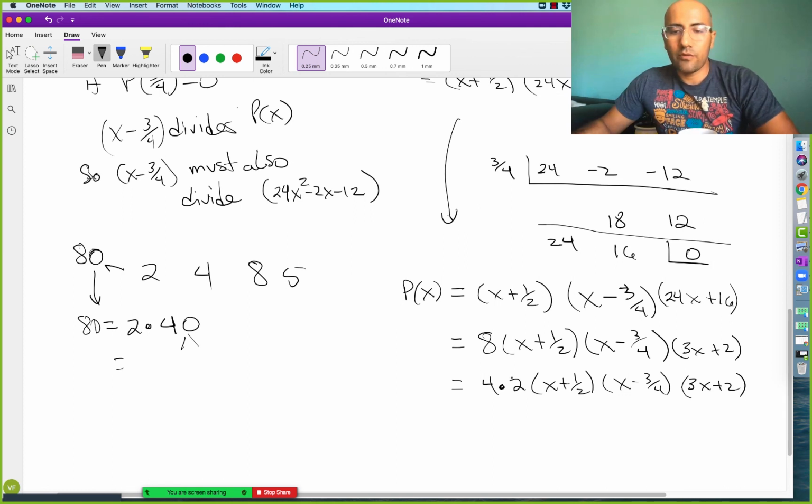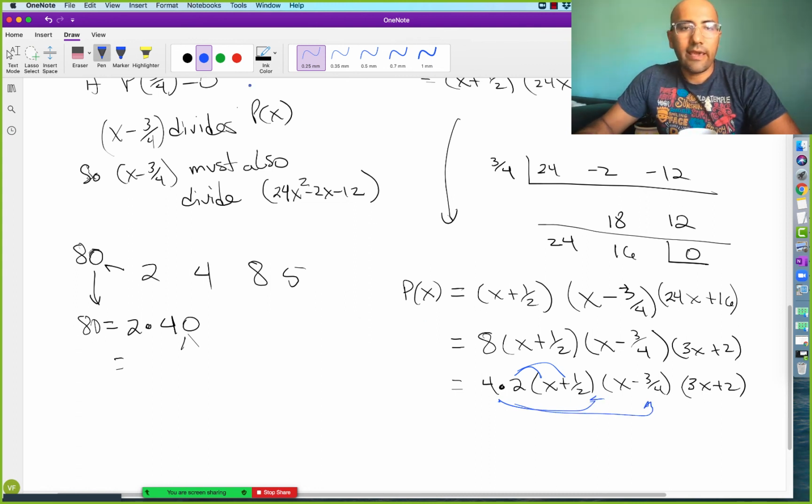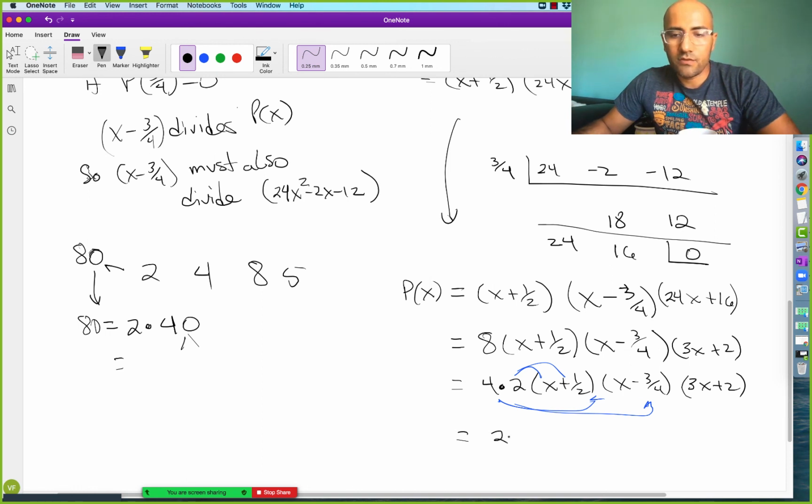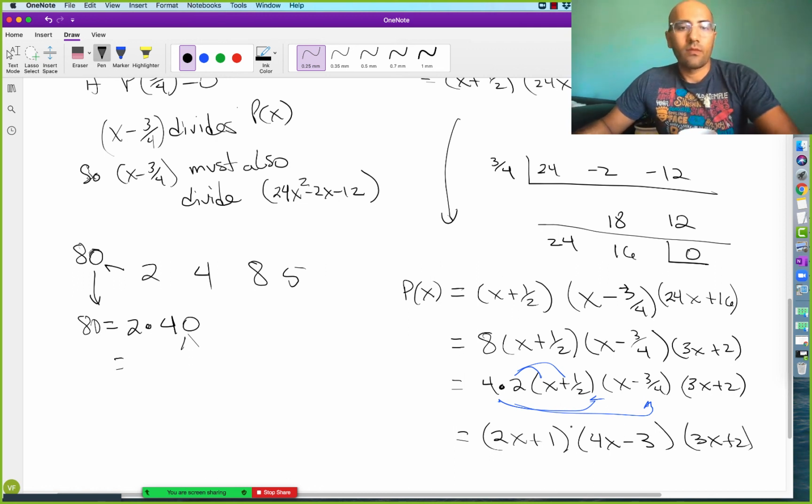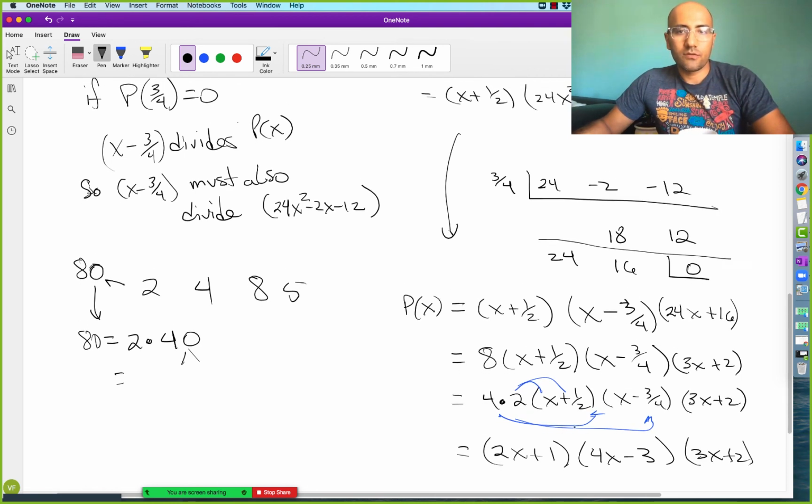I can distribute this 2 into the first binomial, and this 4 into the second binomial, and we arrive at our factorized form that looks like this: 2x plus 1 times 4x minus 3 times 3x plus 2. Questions?